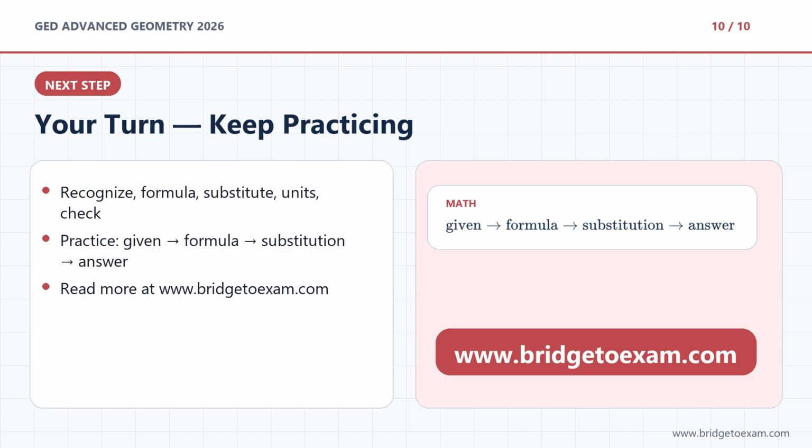Wonderful work today. You now know the 5-step approach, the 3 kinds of measurement, and how to lean on the formula sheet. Your mastery check is the 10 practice questions for this session. For each one, write it out this way: given information, then formula, then substitution, then the answer with units.